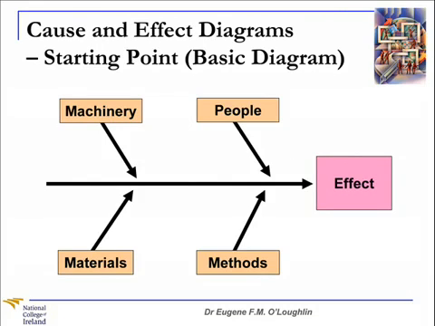So here, for the purposes of this video, we have a simple cause and effect diagram starting point with machinery, people, materials, and methods that cause a possible effect, as we've mentioned before. If we need another category, we just simply add one in. So for example, we could add in money as a category here, or equipment or some other type of category. But for the moment, let's stick with these 4.